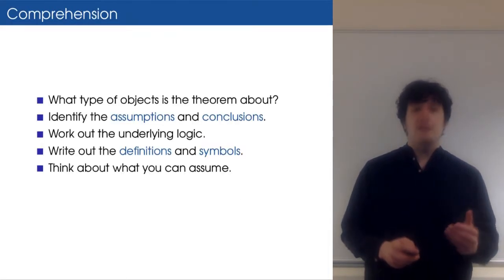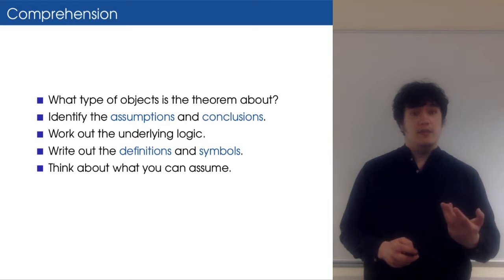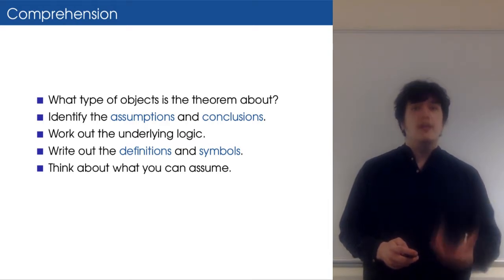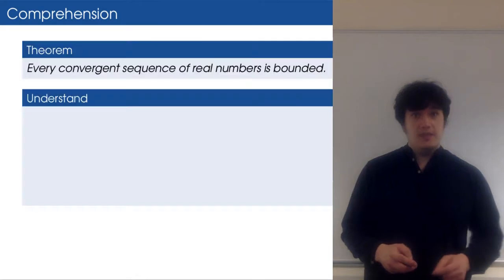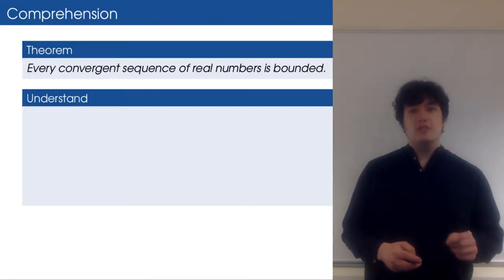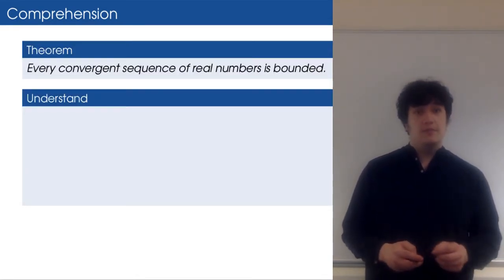Now the first stage in the how to prove suggestion is the comprehension stage, where you try and understand what the theorem's about and you analyse its logical structure. So let's apply that to this particular theorem. Every convergent sequence of real numbers is bounded.